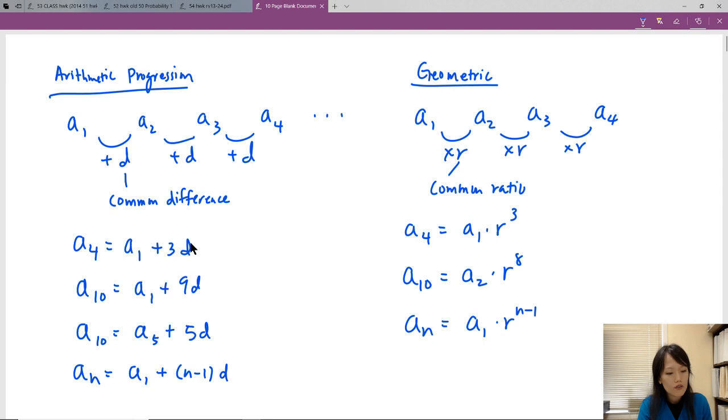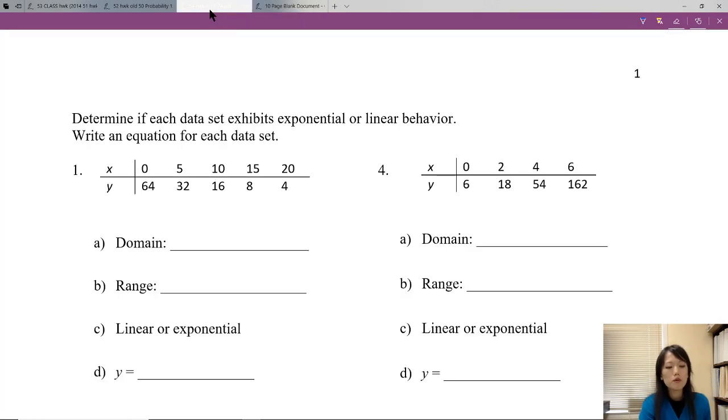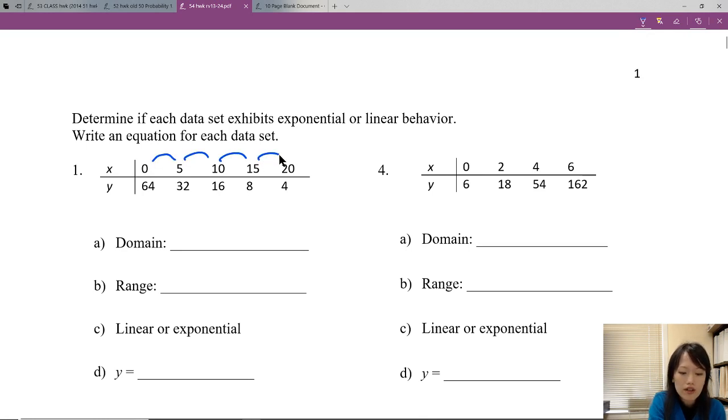So if I have one, let's go ahead and look at it on your handout. So we want to determine, okay, go ahead and write it on your scratch paper: determine if each data exhibits exponential or linear behavior. Linear would be what? Constant, common difference. Okay, so let's look at this one. On the x's, what is it skipping by? You check on the x values. Does it skip by 5 every time? Skipping by a constant amount every time on the x's. On the y values, what's happening?